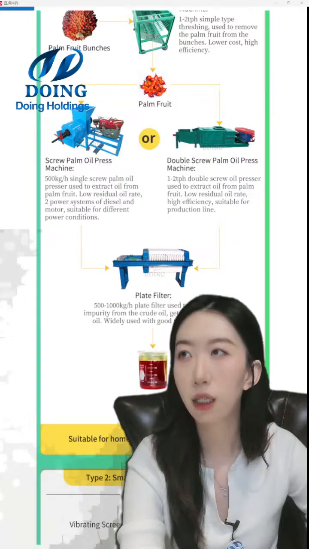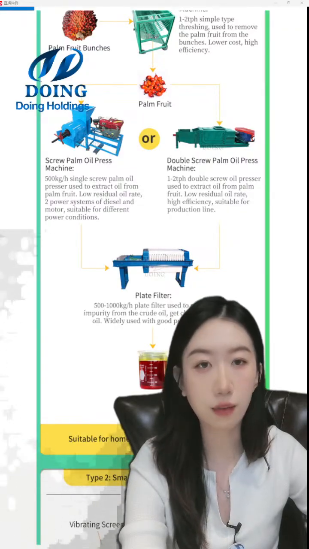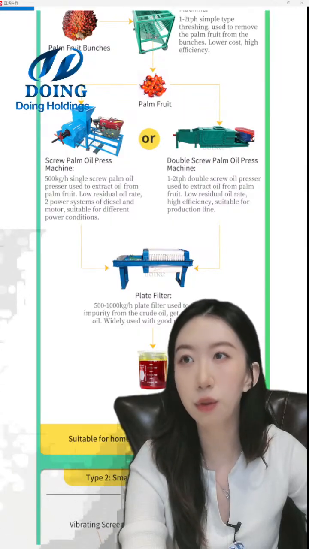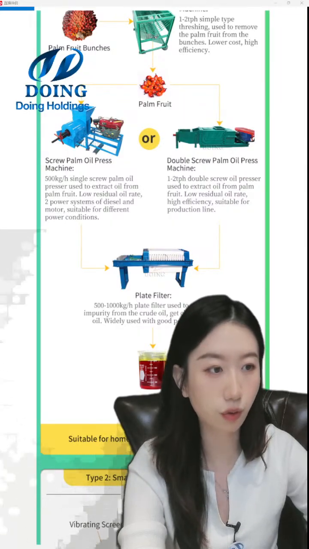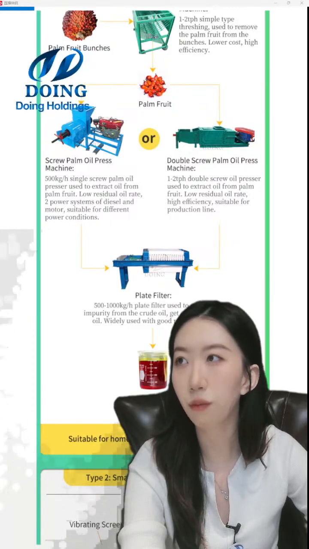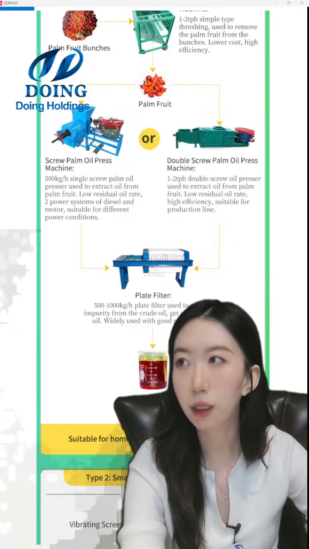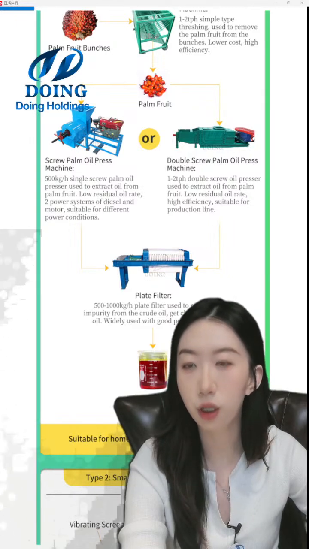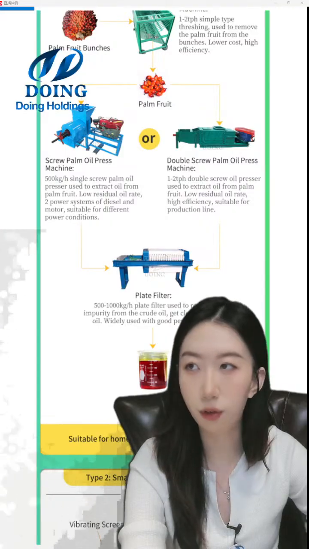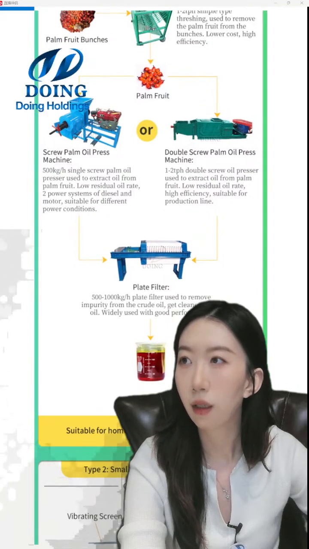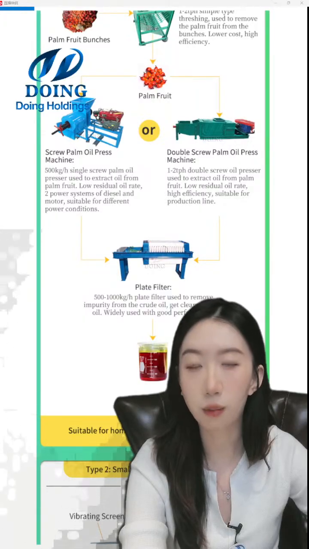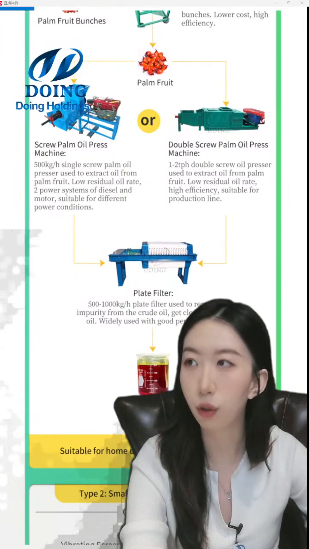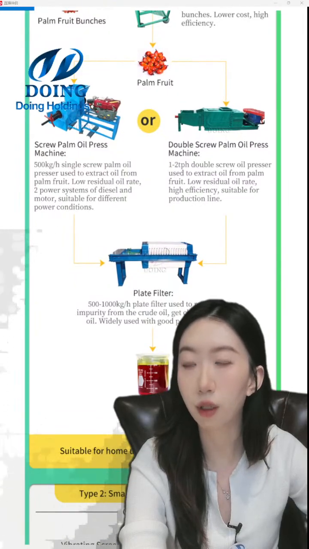The next is the presser. The single screw palm oil presser and double screw palm oil presser you can choose according to your need. The single screw palm oil presser capacity is 300 to 500 kilograms per hour. And it has 2 power systems, diesel and motor. You can also choose according to your need. It's suitable for different power conditions.